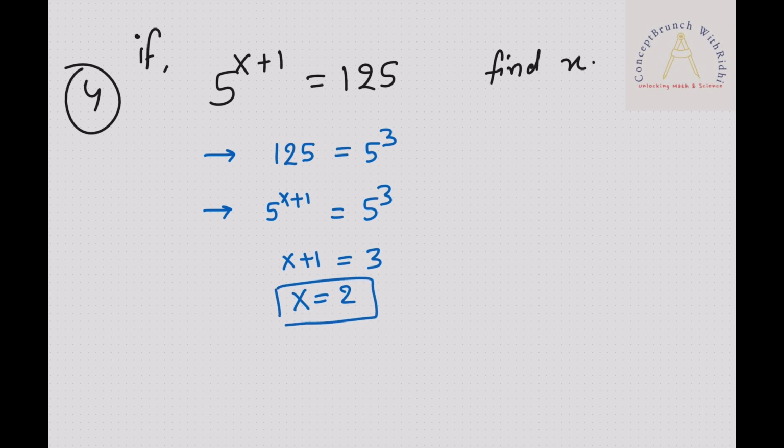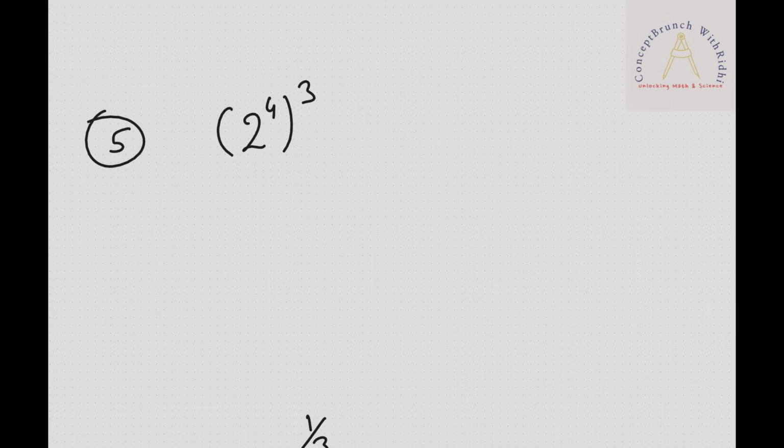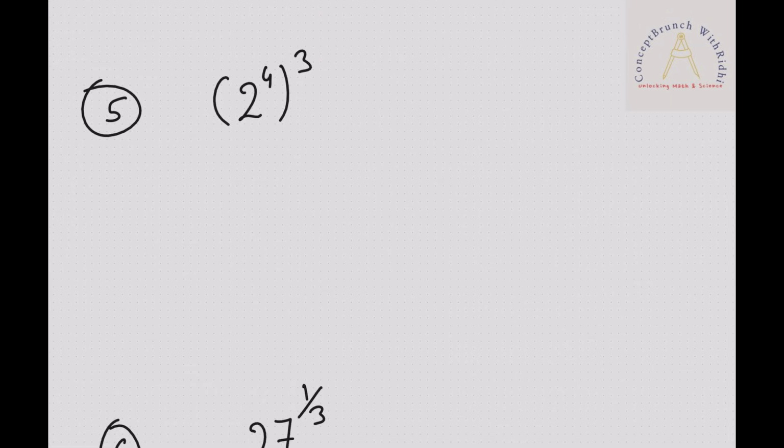Okay. So let's move to the next question. This is our next question. Over here, we can apply the power of a power rule. If you remember, I'll remind it once. A to the power m to the power n, we can write a to the power m times n. So this is a very simple question. Simply, we can write 2 to the power 4 times 3. That is 2 to the power of 12.